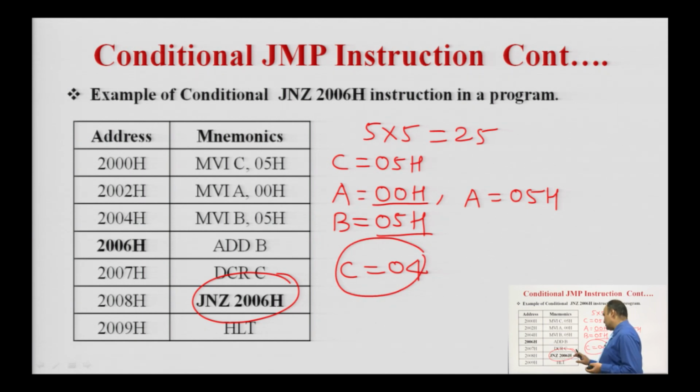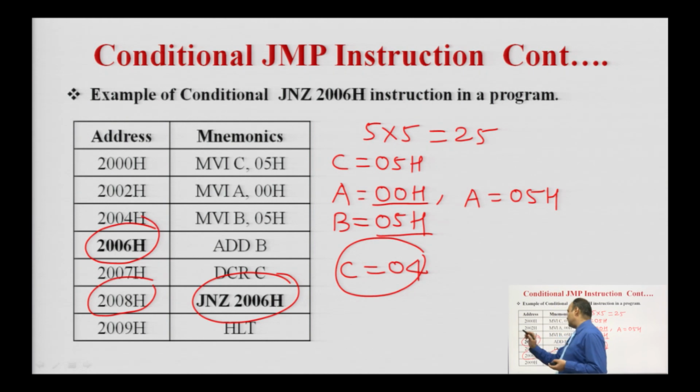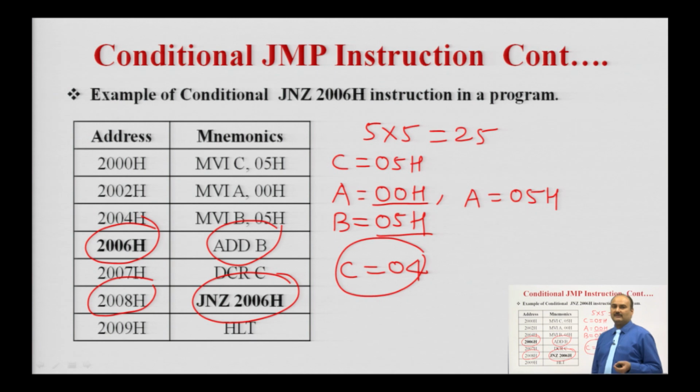So, the condition is true or satisfied, and the processor will transfer the control from this current memory location, 2008H, to the memory location whose address is specified with this JNZ instruction, which is 2006H. 2006 is nothing but the address of the memory location where the ADD B instruction is present. So, this instruction will continuously add the values of registers A and B till the value of C becomes 00.